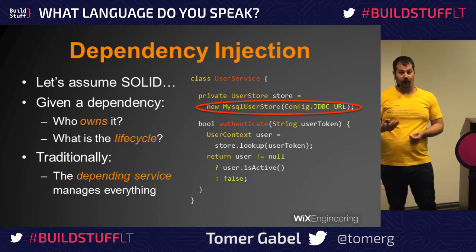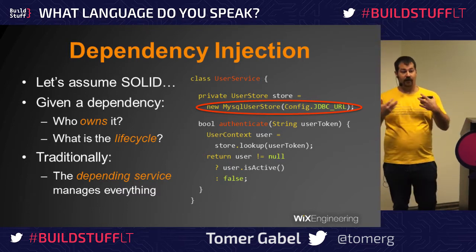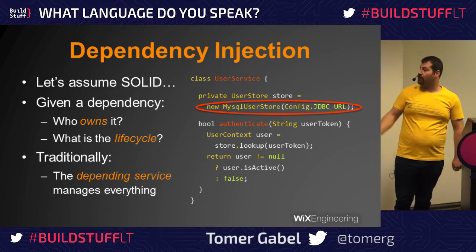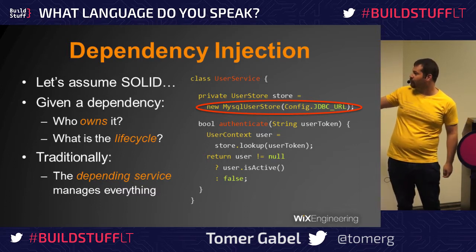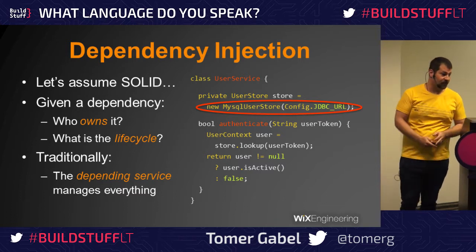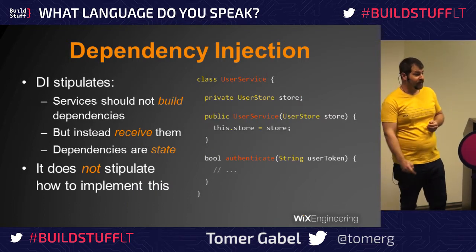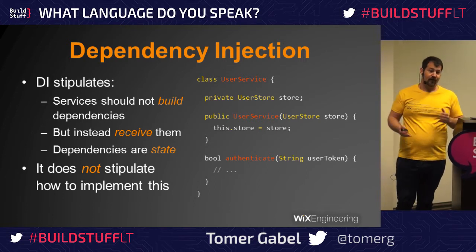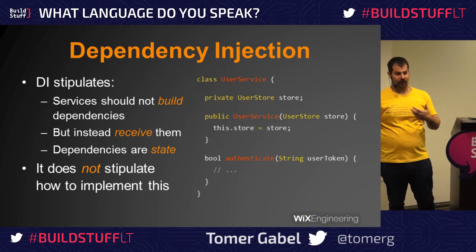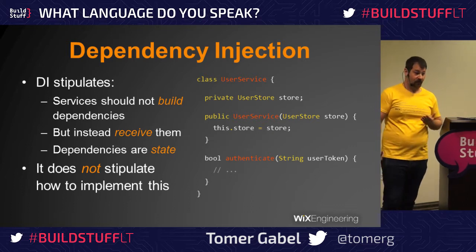Traditionally, and by traditionally I mean the way we used to build software maybe 15, 20 years ago, the user service in this case, the depending service, would actually construct and own the instance of its dependency. So in effect, you might have a new MySQL user store inlined into your depending service. Now, dependency injection is also a very simple concept, and it stipulates a very simple thing. Services should not build their own dependencies. Instead, services or components that have dependencies should receive those dependencies externally, and these dependencies become state.